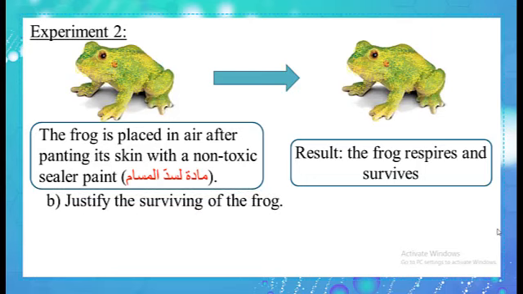Now, part B: justify the surviving of the frog. It means: why does the frog survive even though we painted its skin with a non-toxic sealer paint in order to stop the air from entering the frog? So the answer should be: the frog uses its lungs to respire.